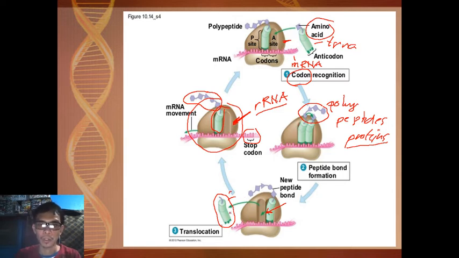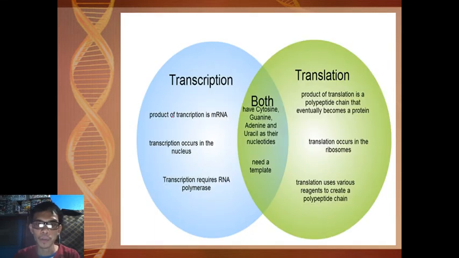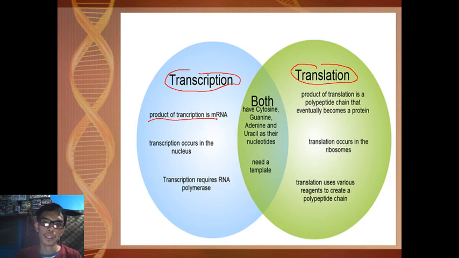Okay, so next part. What's the difference between transcription and translation? I made a Venn diagram over here. The product of transcription is mRNA. Transcription occurs in the nucleus, and transcription requires RNA polymerase. Whereas in translation, the product is the polypeptide chain, and translation occurs in ribosomes.